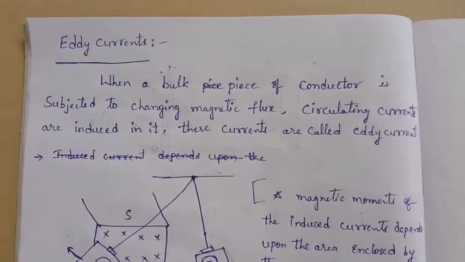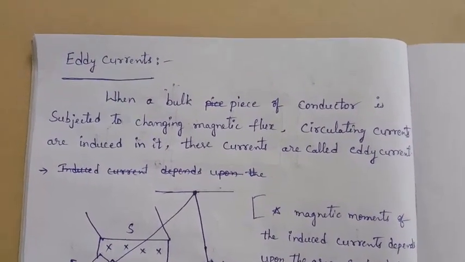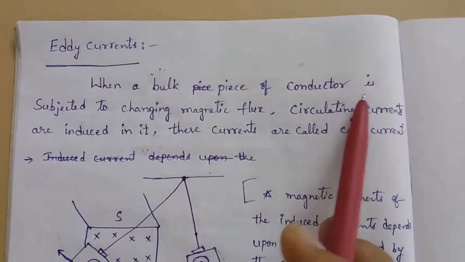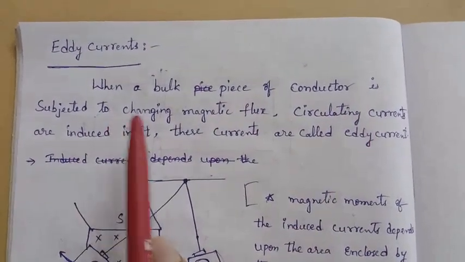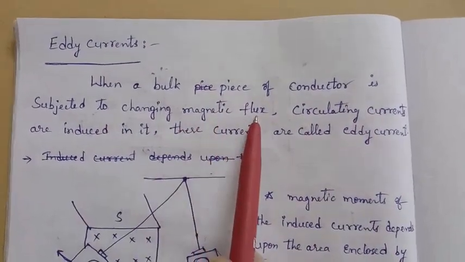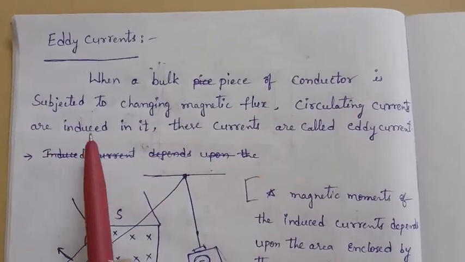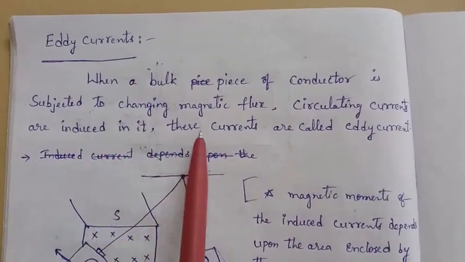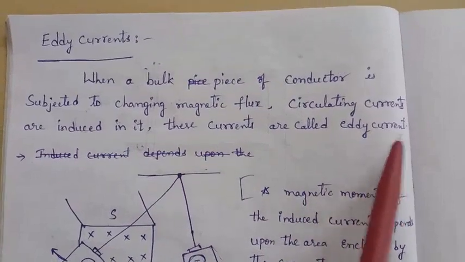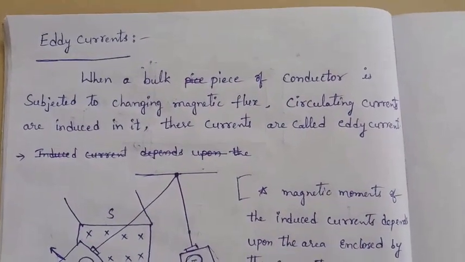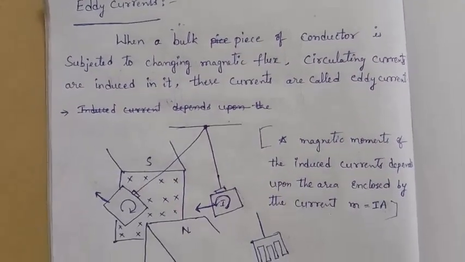What is the definition of the eddy current? When a bulk piece of a conductor is subjected to changing magnetic flux, circulating currents are induced in it. These currents are called eddy currents. So first, observe this diagram clearly.